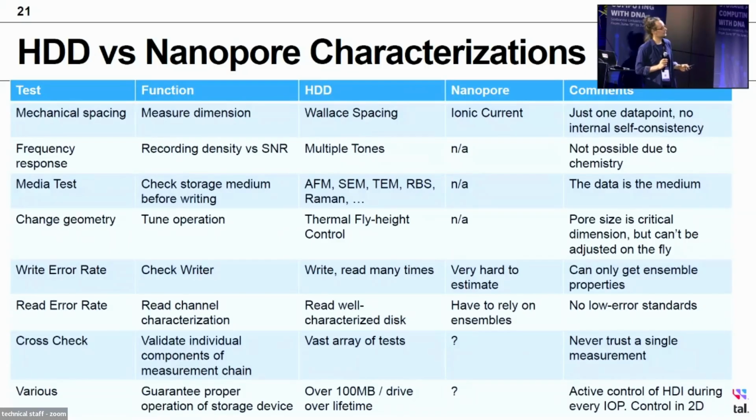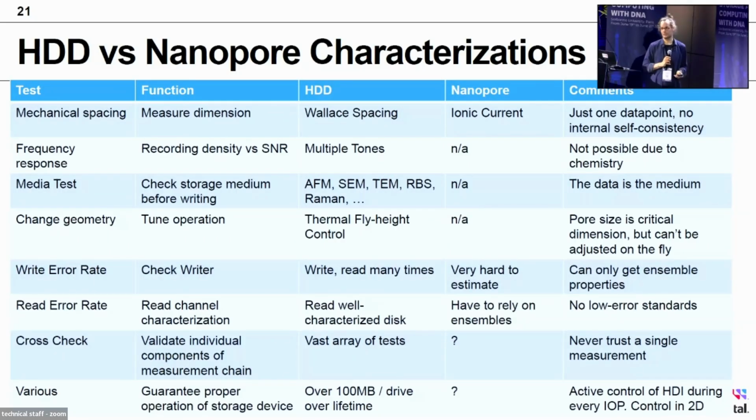Write error rate, read error rate, again, it's important to separate these. The problem is, and this is not specific to nanopores, this is the case for any molecular storage application, of course, there is a fairly high write error rate, certainly much higher than what you have in a hard drive. But you cannot really measure it. You can do ensemble measurements, but you cannot say for single molecules where the errors are, and that's a big problem.